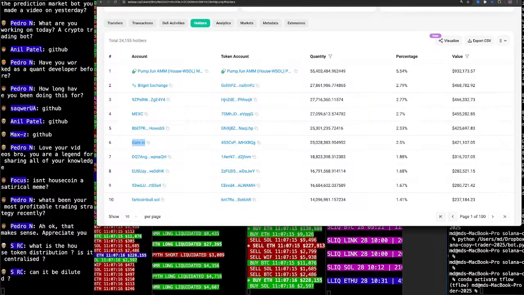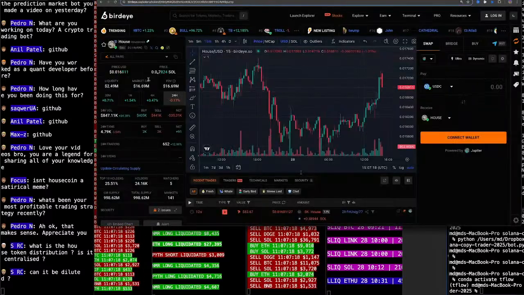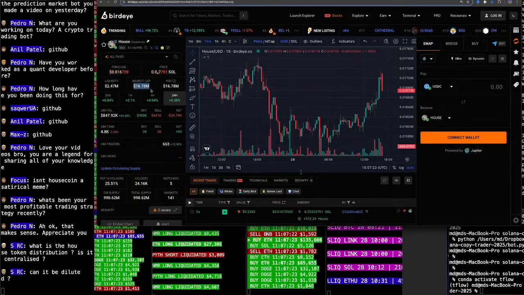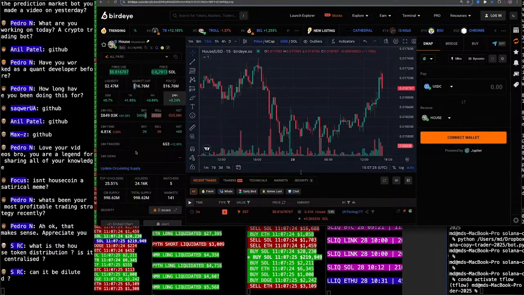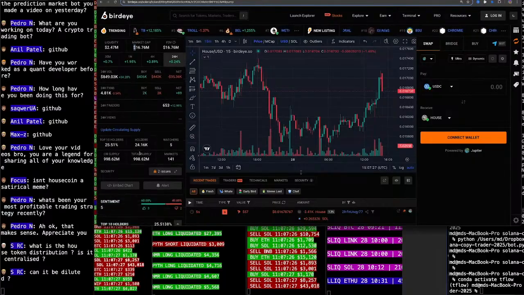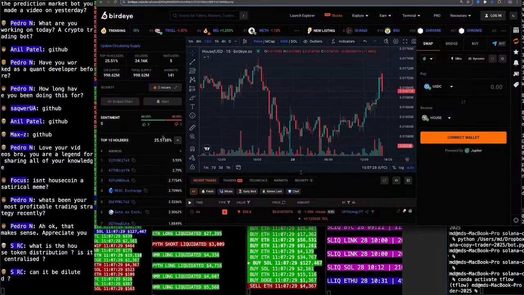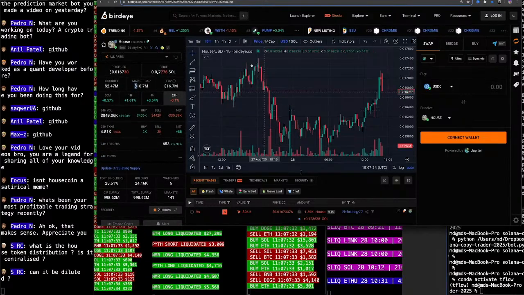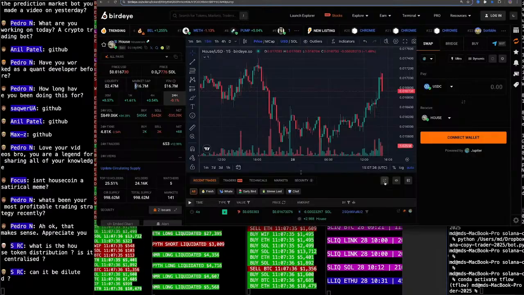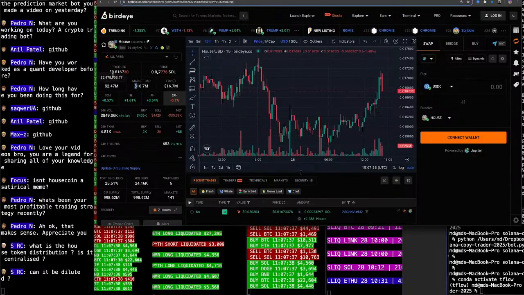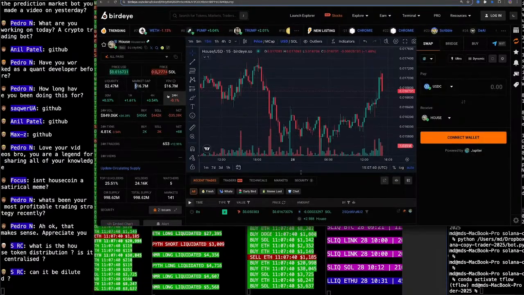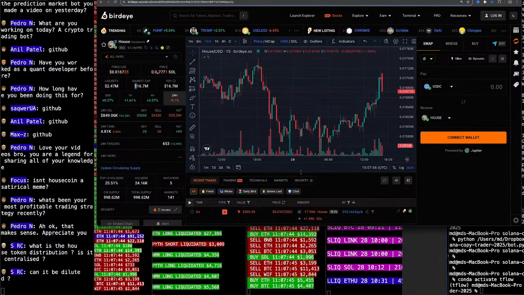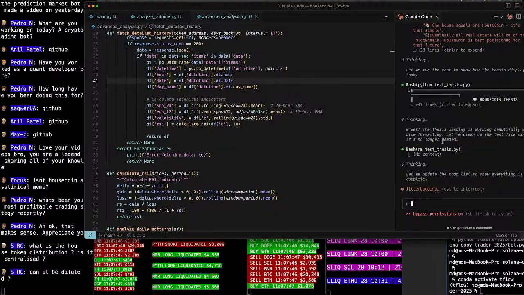Can it be diluted? No. It's 1 billion tokens, so it's such a small market cap in my mind. I want to try to buy as much as possible. So I'm trying to buy it intelligently instead of just market buying things, you know? I build bots, so of course I'm going to approach it this way. Let's go ahead and keep building this out. Good questions though. These are good things to look into.